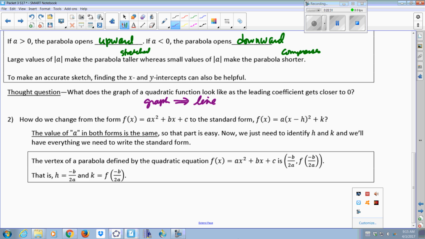Again, I want to point out what I pointed out earlier. The value of A in both forms is exactly the same. So if I give you a parabola in the general form like this, or the polynomial form, and you want to put it into this standard form here, you pluck off A, the leading coefficient of your x squared term, and you put it right in there for this A. That's why we use exactly the same constant for both of them, because they are the same.